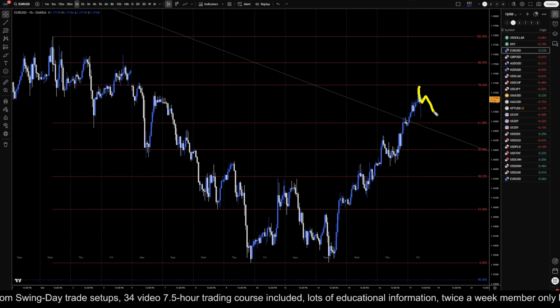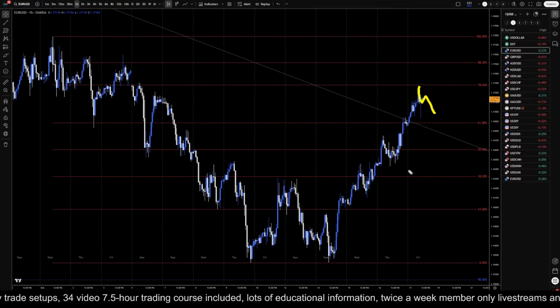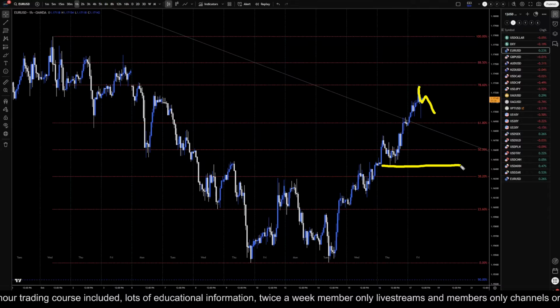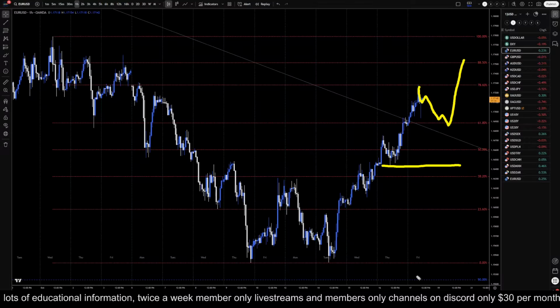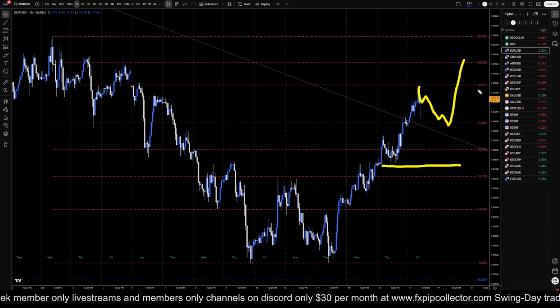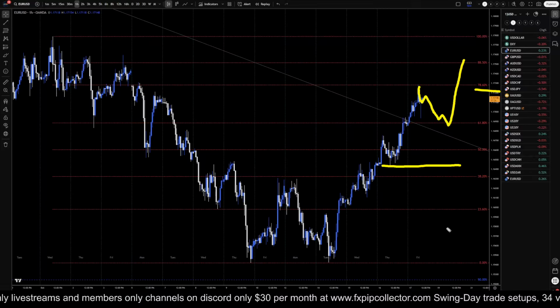Otherwise, even if it does push down, I would be looking at anything I see to the downside as possibly a pullback, because for me, the last main structure is actually way down here. So it could go down quite a bit and still be a pullback within an uptrend. So for me personally, I am definitely still recommending longs. I'm still looking for longs unless we get that double top at a Fibonacci level, break of structure to the downside.